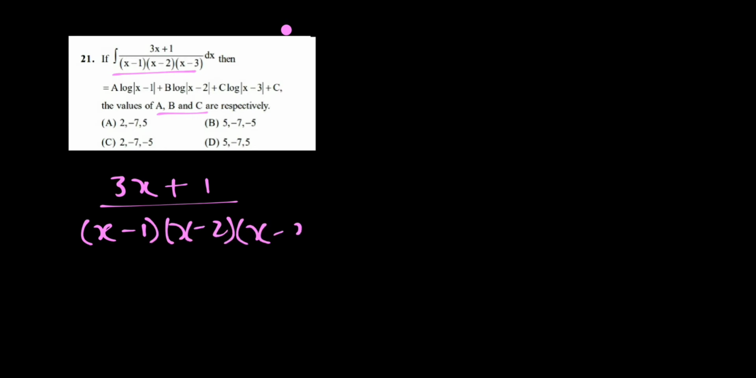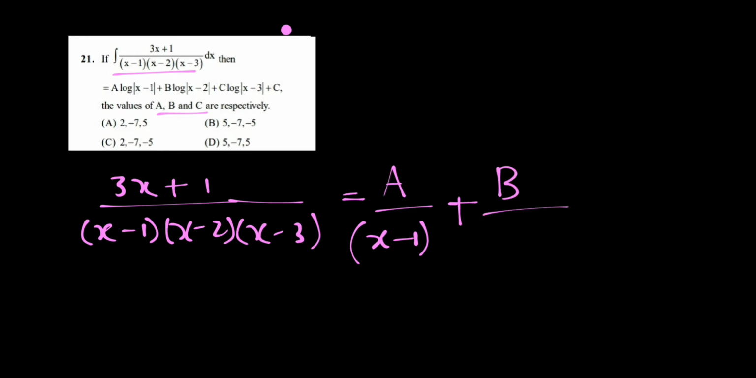Problem number 21. If the integration of (3x+1) divided by (x-1)(x-2)(x-3), we have to find the A, B, C values here. For that purpose, I'll use the partial fraction method. (3x+1) divided by (x-1)(x-2)(x-3) is equal to A by (x-1) plus B by (x-2) plus C by (x-3).